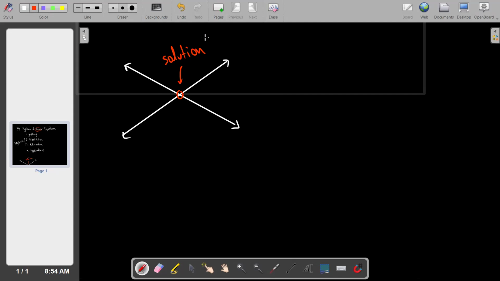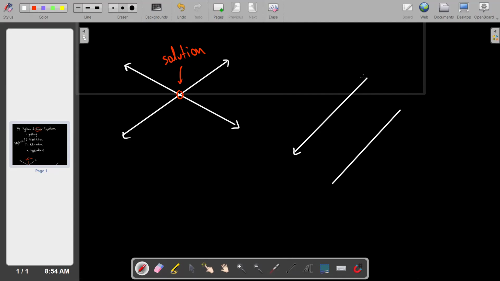Can anyone think of two? One of them's more obvious and one of them's a bit odd, actually. Can anyone think of two other things that could happen if I graphed two lines on the same piece of graph paper? They could. Thank you for saying that. That's exactly right. So another possibility is that I graph a pair of lines only to realize that they're never going to cross each other.